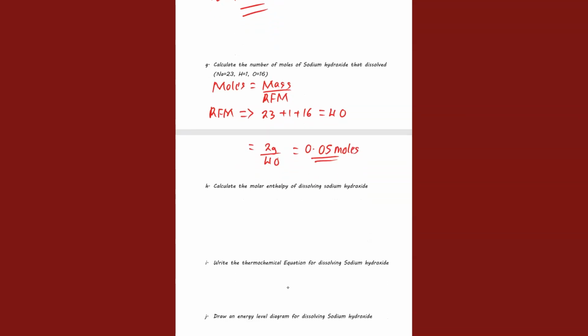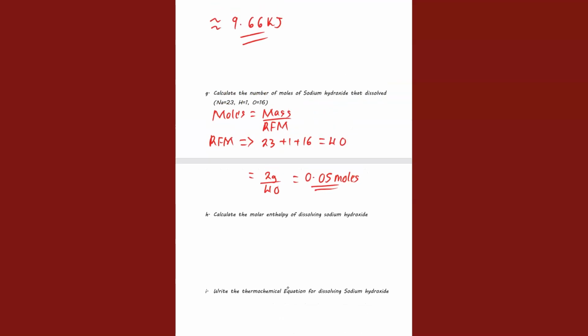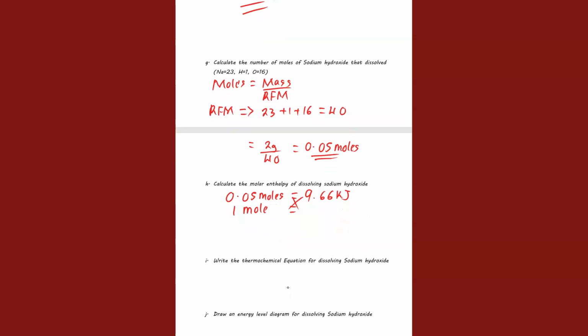of sodium hydroxide. Then to calculate the molar enthalpy of dissolving sodium hydroxide. So here we realize that 0.05 moles of sodium hydroxide will evolve heat that is equivalent to 9.66 kilojoules. So what about 1 mole? Because molar means 1 mole will evolve how much heat? So we are going to have 1 multiplied by 9.66 kilojoules, then divide by 0.05 moles.